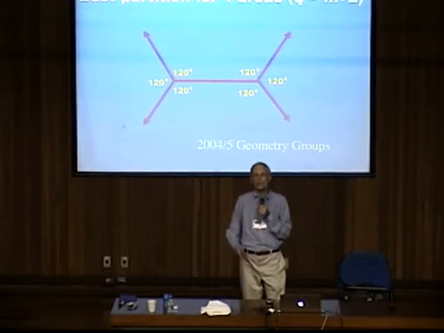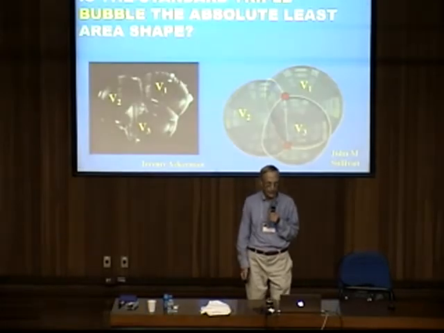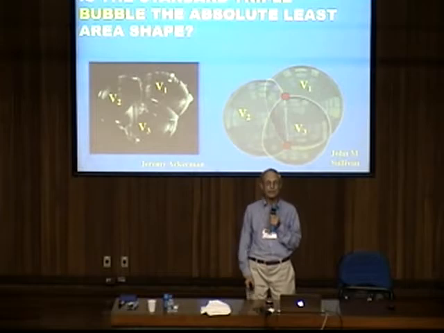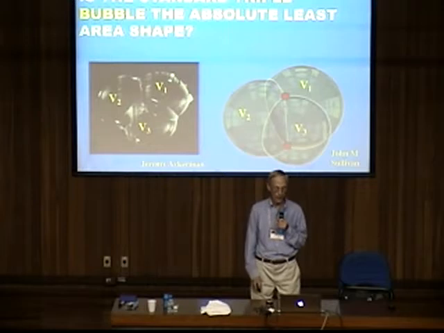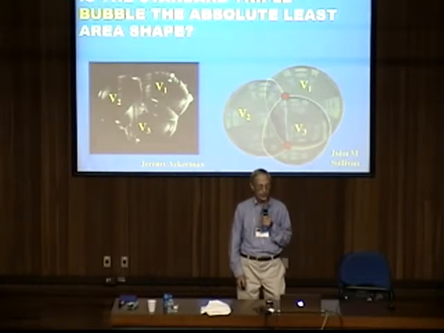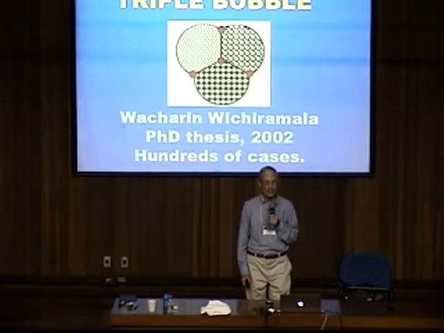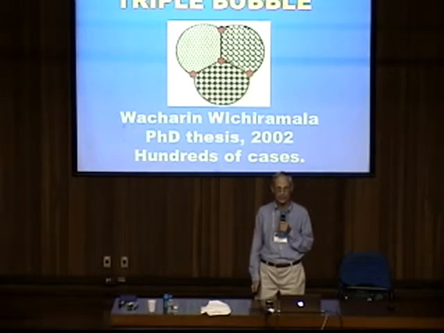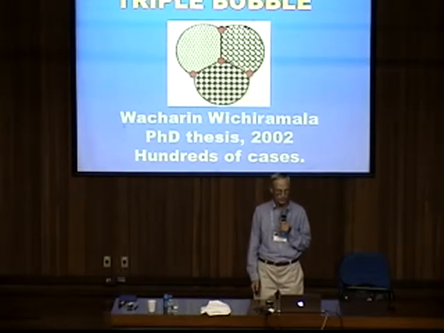That's open. Of course, in Euclidean space, we know even much less. The triple bubble in space remains stubbornly open, and it looks like a proof could be very far away. It was hard enough getting the triple bubble in the plane. That was a PhD thesis that involved hundreds of cases done by Wacharin Wichiramala back in 2002.